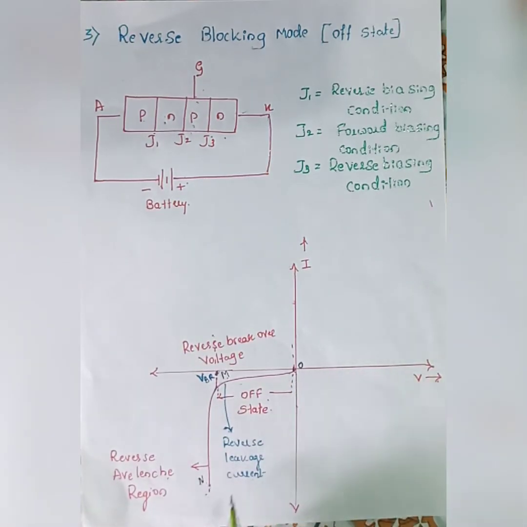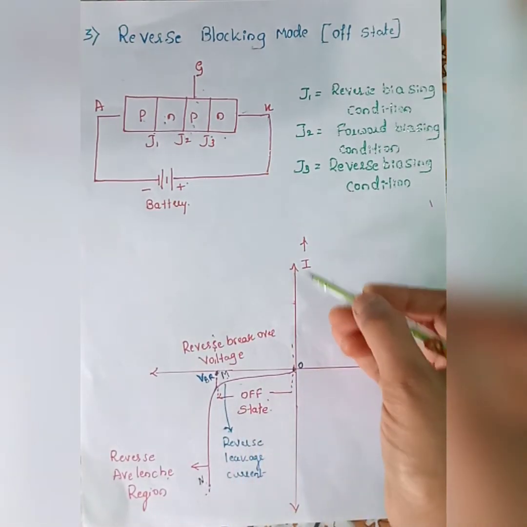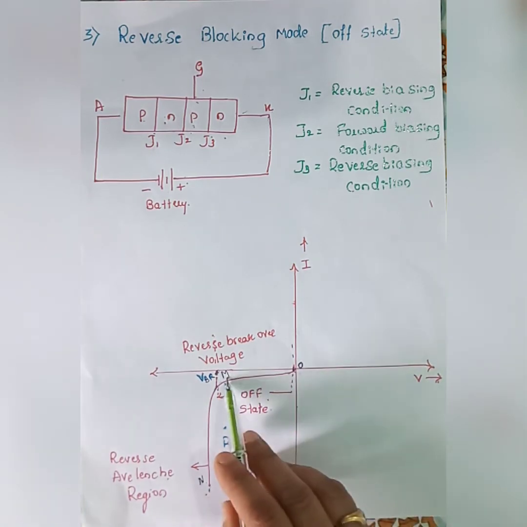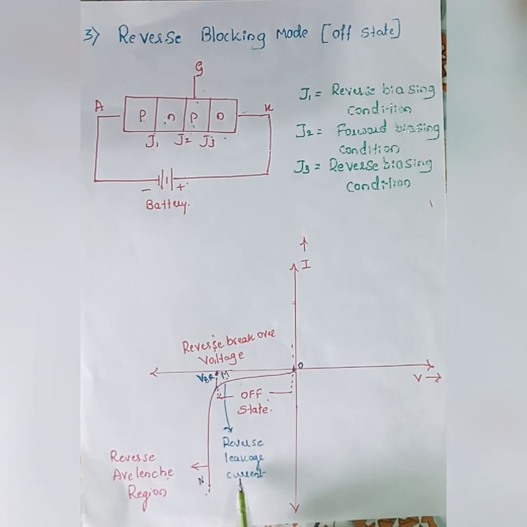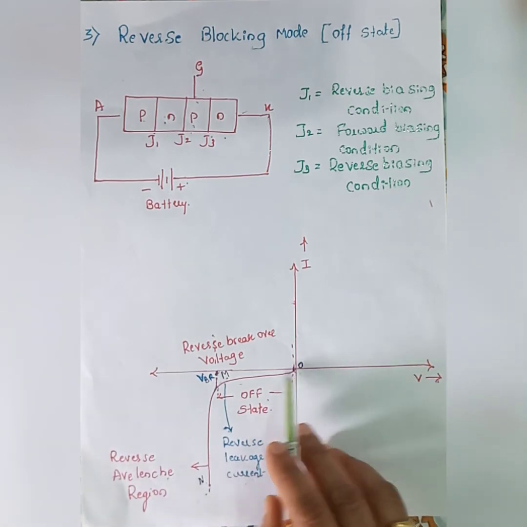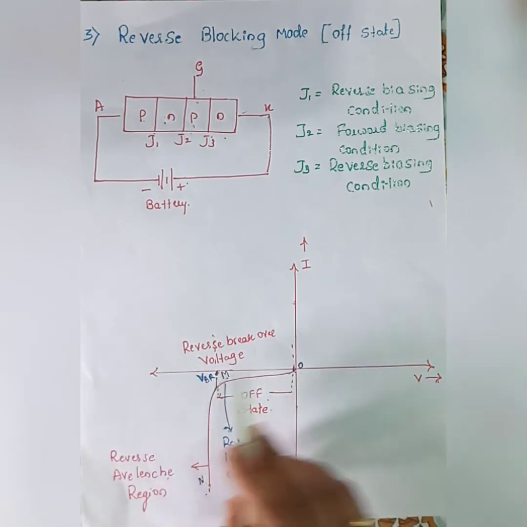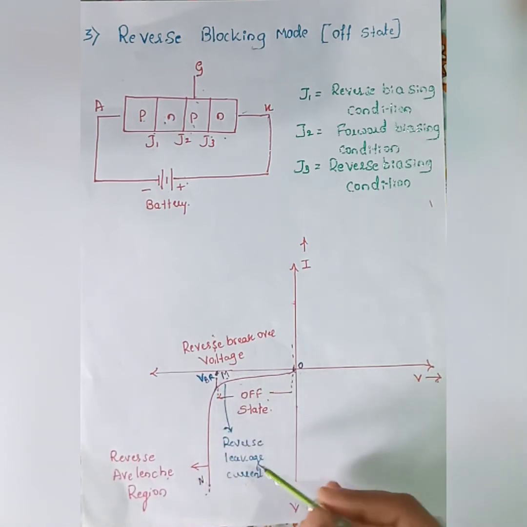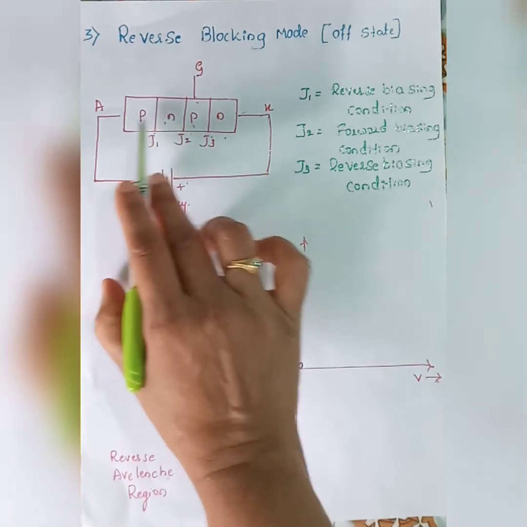Here, see, it is the reverse. On the voltage-current characteristics, from 0 to M it shows the reverse leakage current, meaning the SCR is in an off state, and because of the minority carriers, the reverse leakage current is passing through the device.